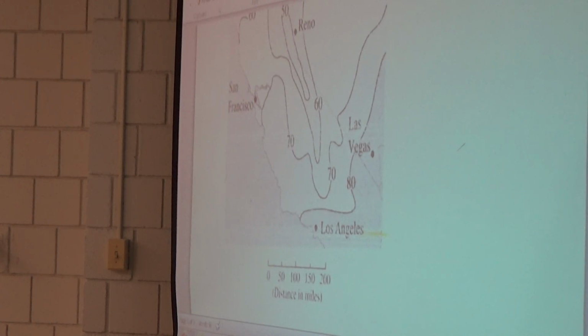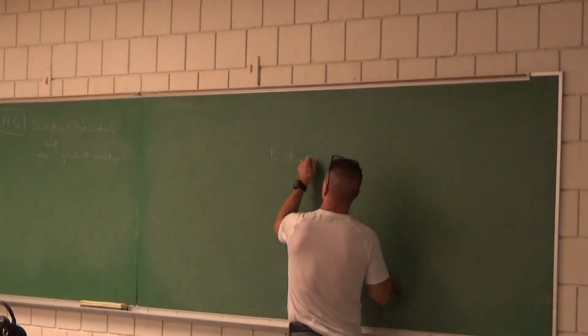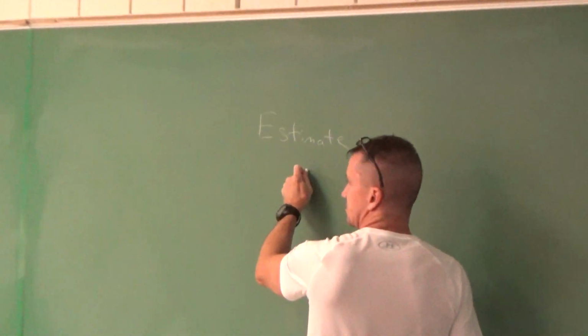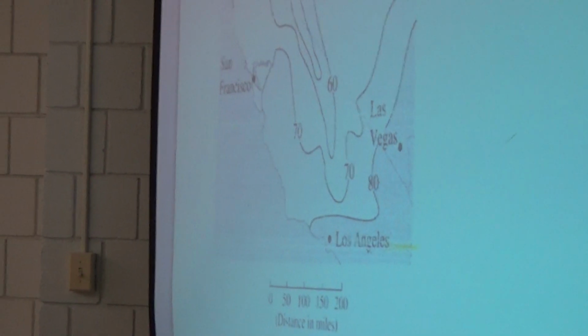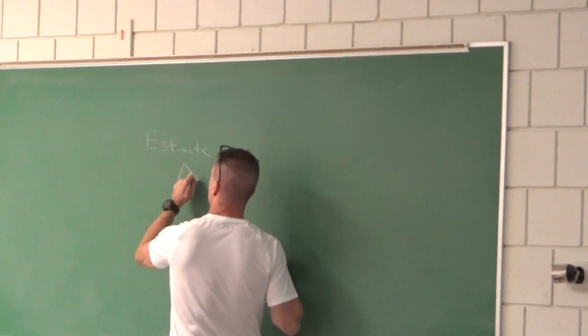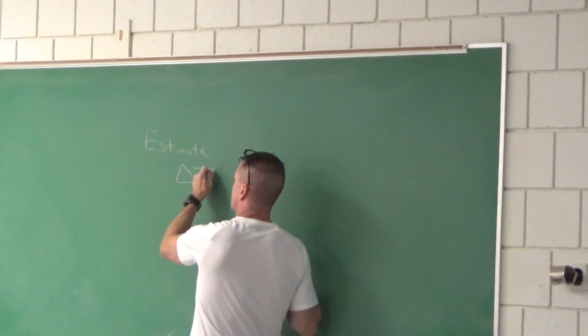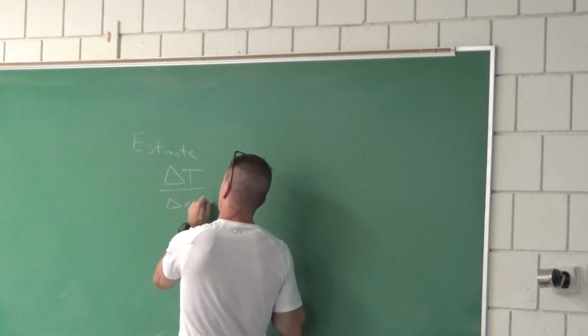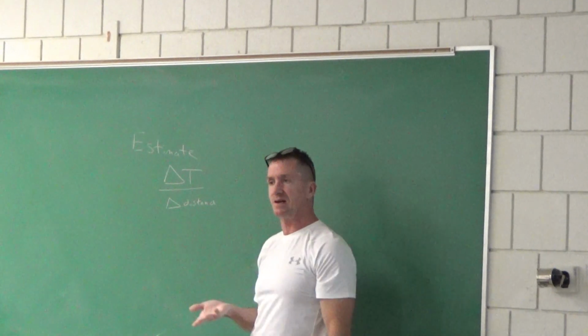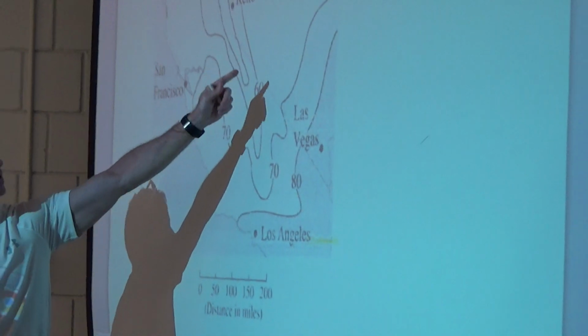So if we want to estimate the directional derivative, remember we're just going to estimate it. This is called a directional derivative because it's going in a particular direction. The best I can do here is the change in the function, temperature, over the change in the distance. That's all we can do in terms of estimating a directional derivative. So let's find the change in the temperatures and estimate the distance between them.